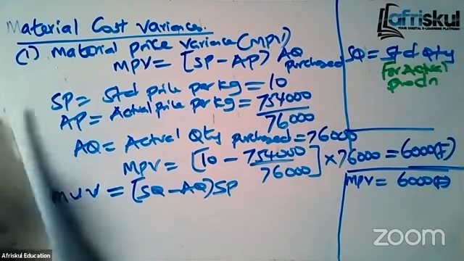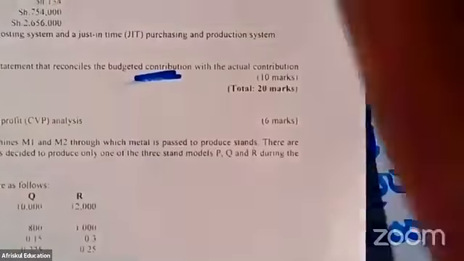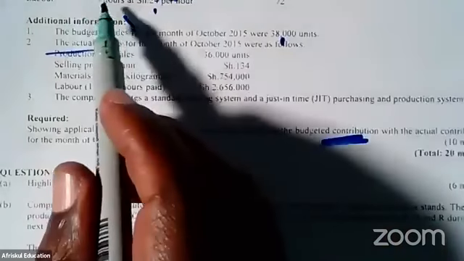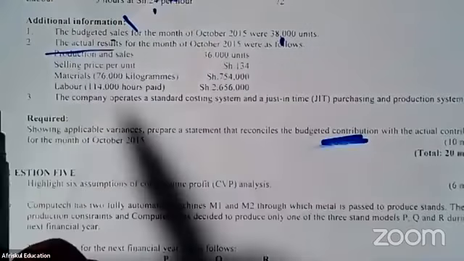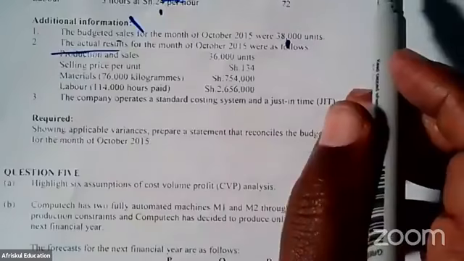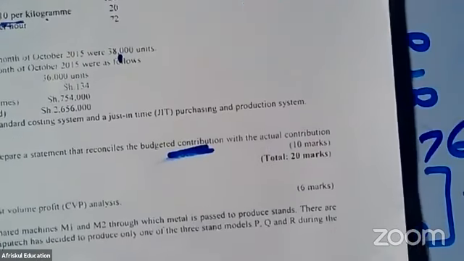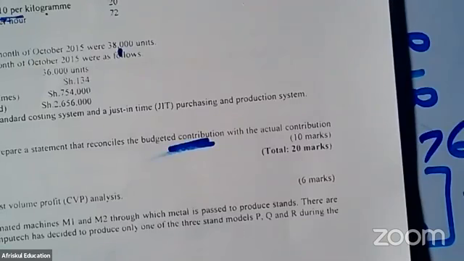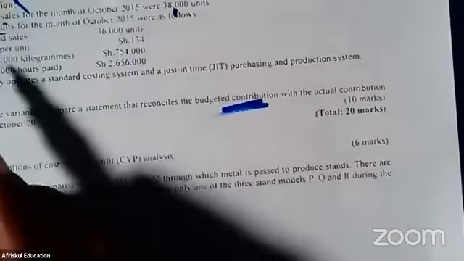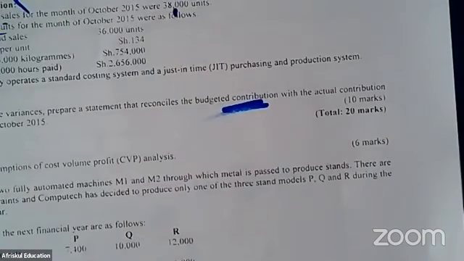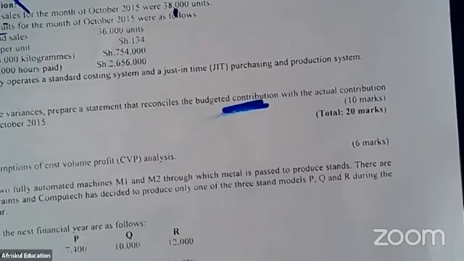If you look at your standard cost card, you can see the materials required were 2 kilograms, but this is for 1 unit. So I need to take 2 per unit times the number of units that were actually produced. If you look at the actual information, the actual production was 36,000. So 2 times 36,000 gives us 72,000. That is the standard quantity.